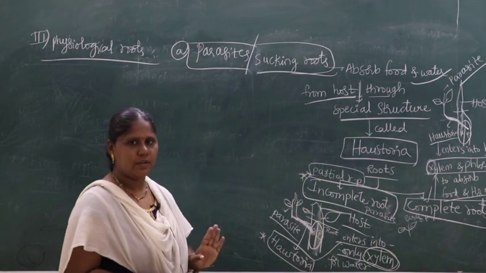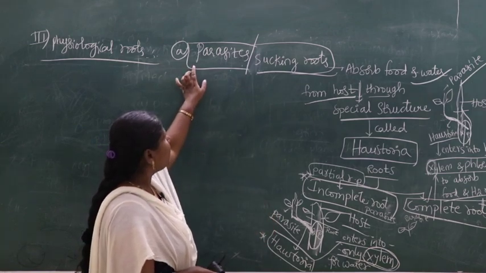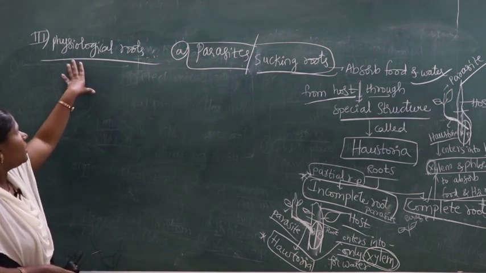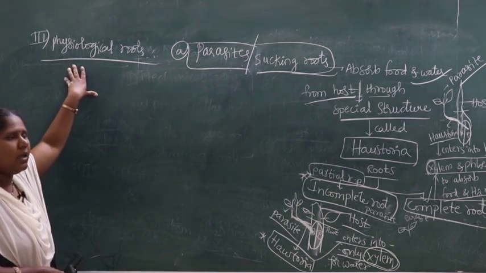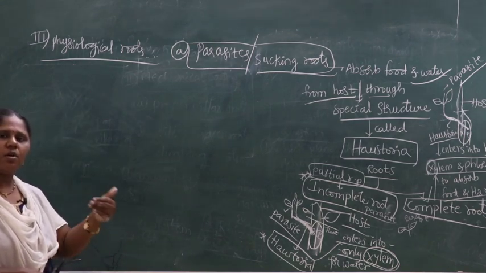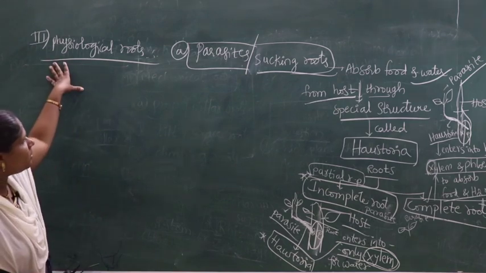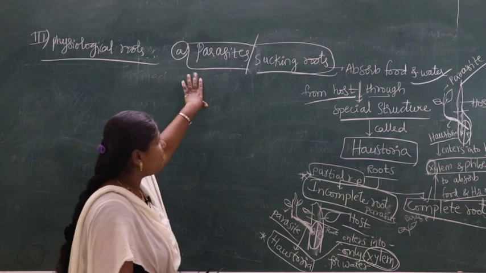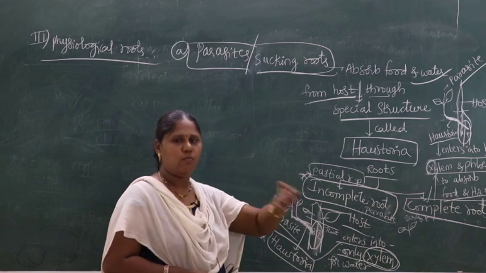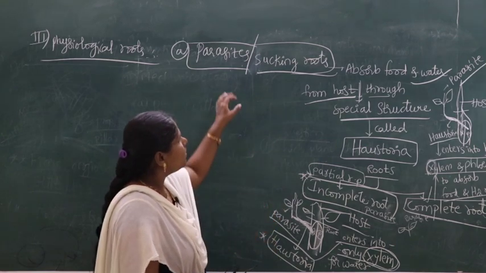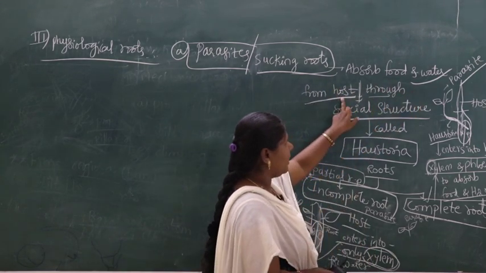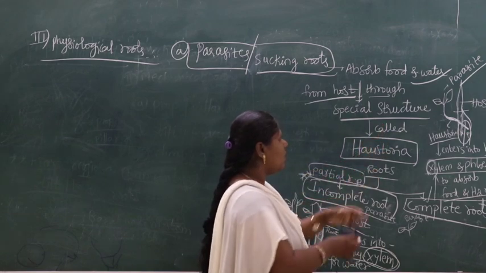I hope you got very clearly the difference. Until here I will explain again. The first category under physiological roots: physiological means they do some function. What are the functions? Physiological processes: absorption, photosynthesis, transpiration. All this comes under physiological processes. Now in these physiological roots, the first category is parasites. Parasites are also called sucking roots. Why are they called sucking roots? They suck food and water. How? These sucking roots absorb food and water from the host plant through a special structure called haustoria.